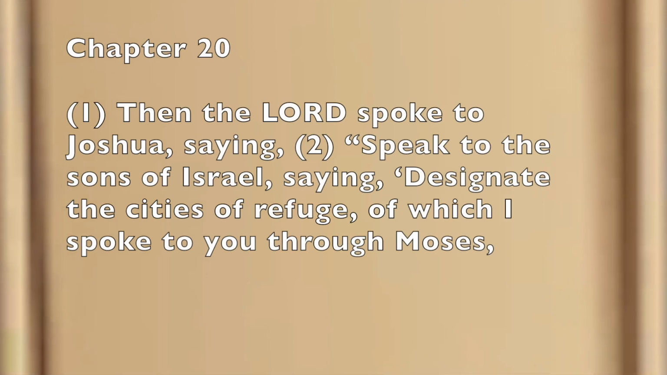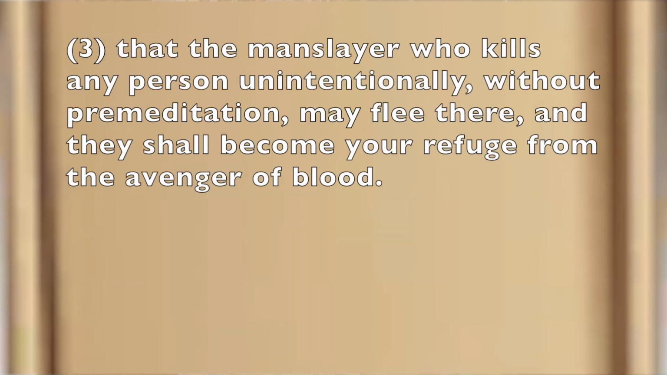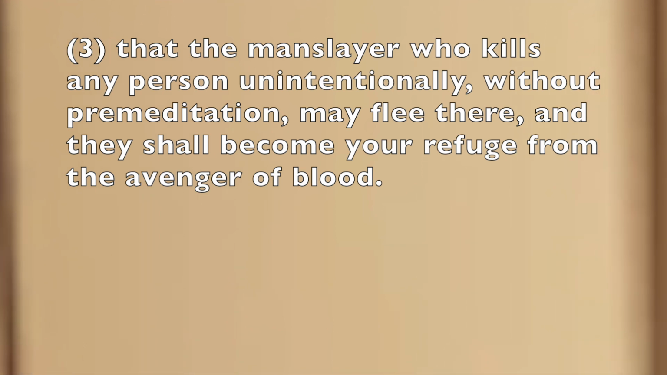Chapter 20. Then the Lord spoke to Joshua, saying, Speak to the sons of Israel, saying, Designate the cities of refuge of which I spoke to you through Moses. And why? Verse 3. That the manslayer who kills any person unintentionally, without premeditation, may flee there, and they shall become your refuge from the avenger of blood. So they can flee to this city, so whoever is trying to avenge the blood of their relative would have to stop and wouldn't be able to pursue this person into this city of refuge. That doesn't mean it's a get out of jail free card, but it's kind of like protective custody, if I can use that term, until the case is decided on in front of the congregation.